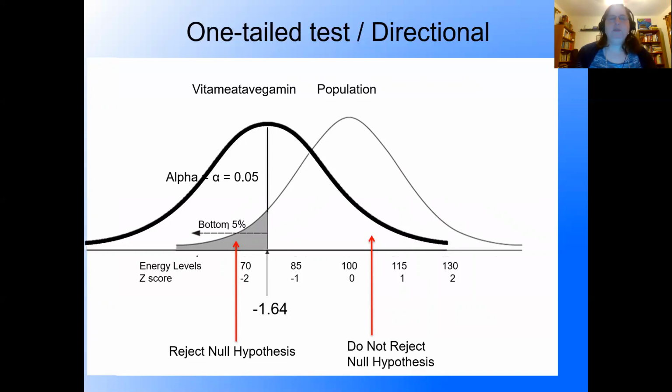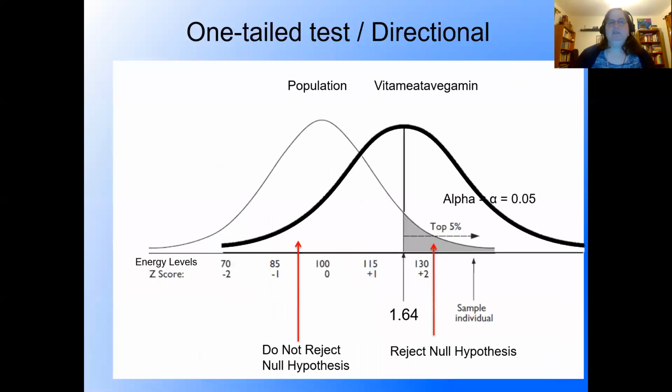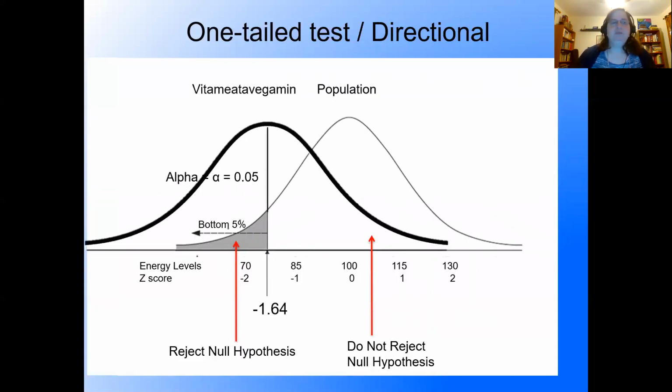Okay. So the other thing I want to point out to you guys is that for the past two slides, the title has been one-tailed test or directional, because we have made a directional statement in our hypothesis about how we think things will go. In the first case, we talked about vitamin and vegemin producing higher energy levels. And in the second case, we talked about vitamin and vegemin producing lower energy levels.